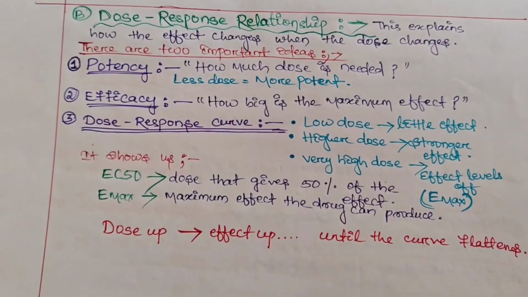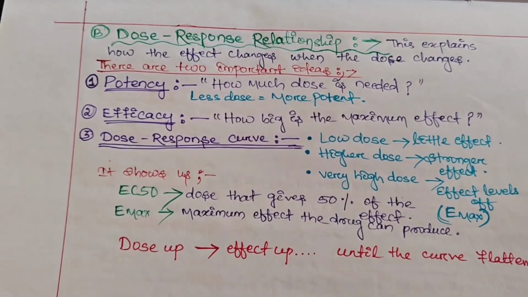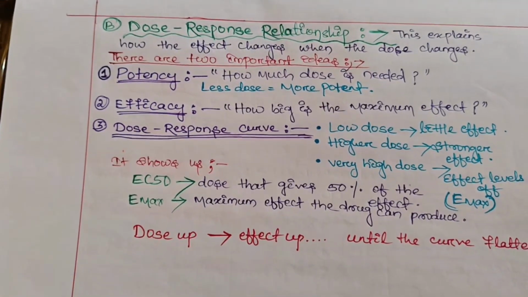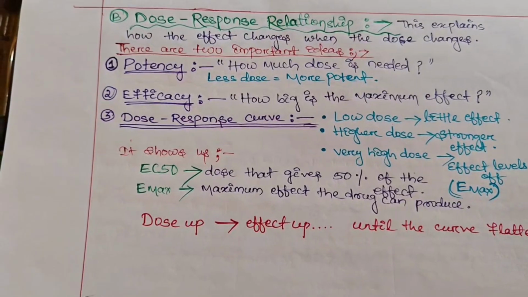Next is dose response relationship. This explains how the effect changes when the dose changes. There are two important ideas. First one is potency and second one is efficacy. Potency means how much dose is needed.